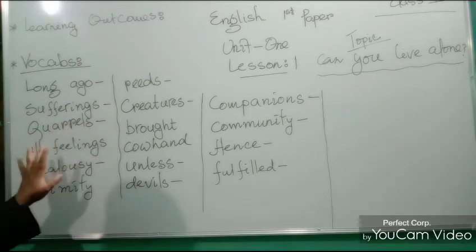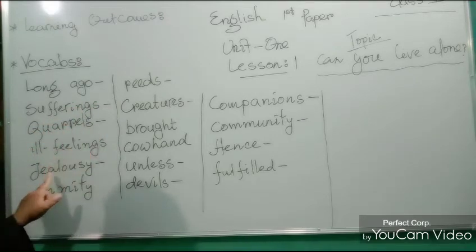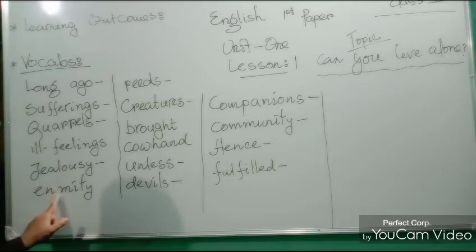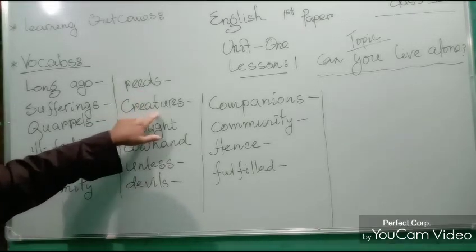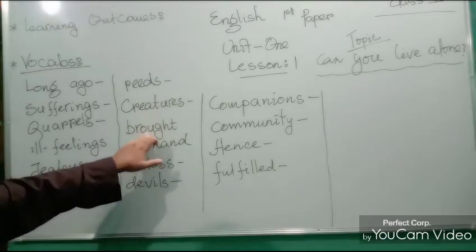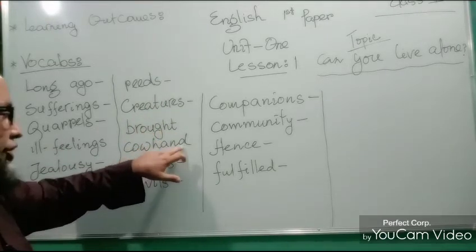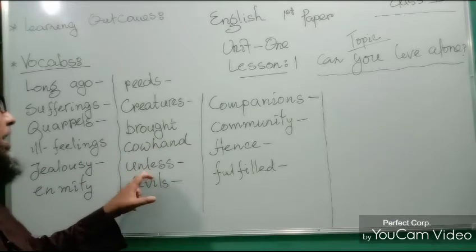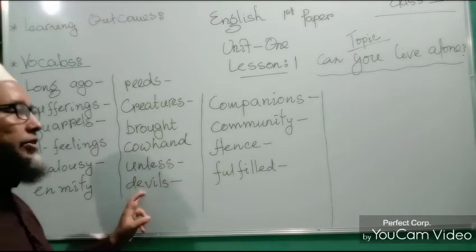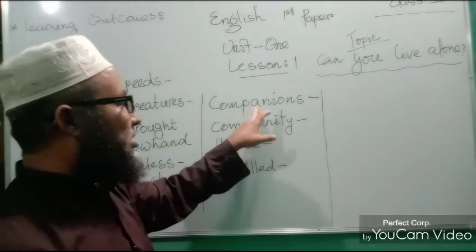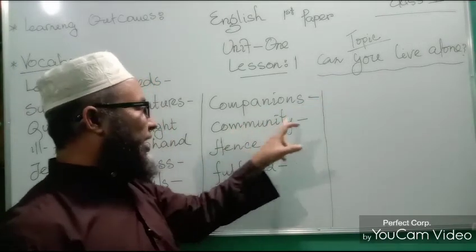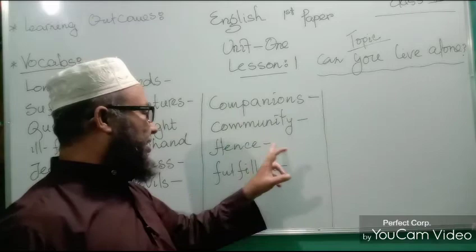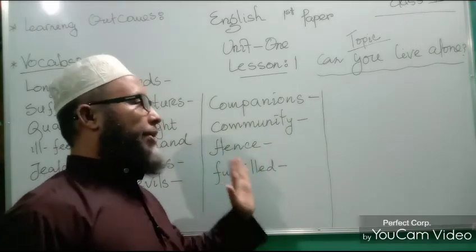Quarrels, jhagra. Ill feeling, ashasti. Jealousy, hingsha. Enmity, shatruta. Reeds, nalgas. Creatures, prani. Cowhand, rakhal. Unless, jodina. Devils, shaitan. Companions, shongi. Community, elaka. Hence, tai. Fulfilled, paripurna.